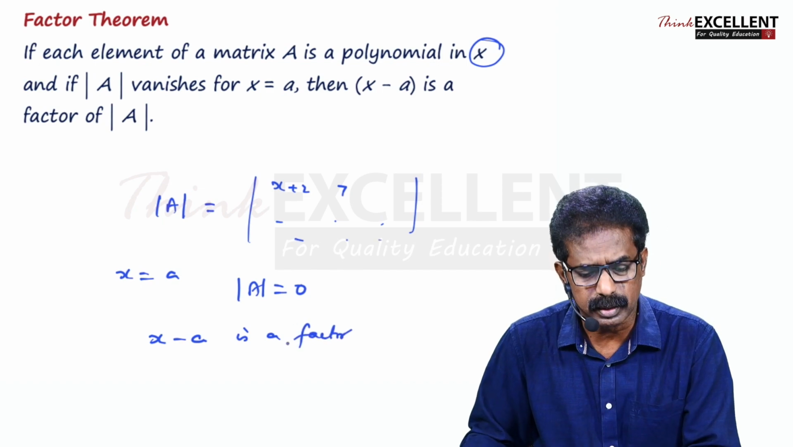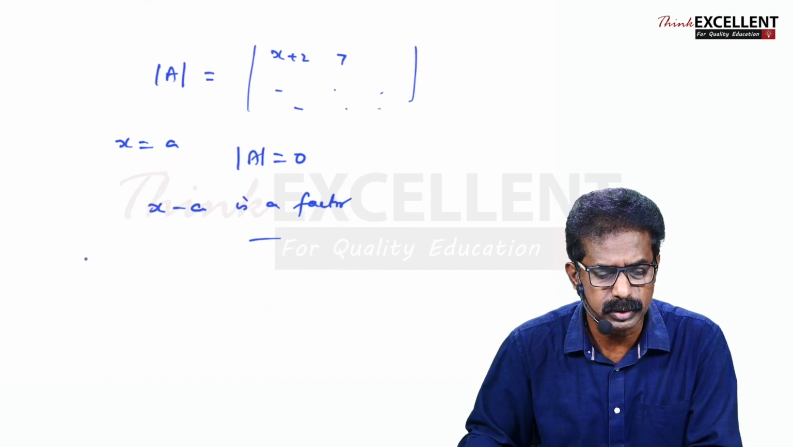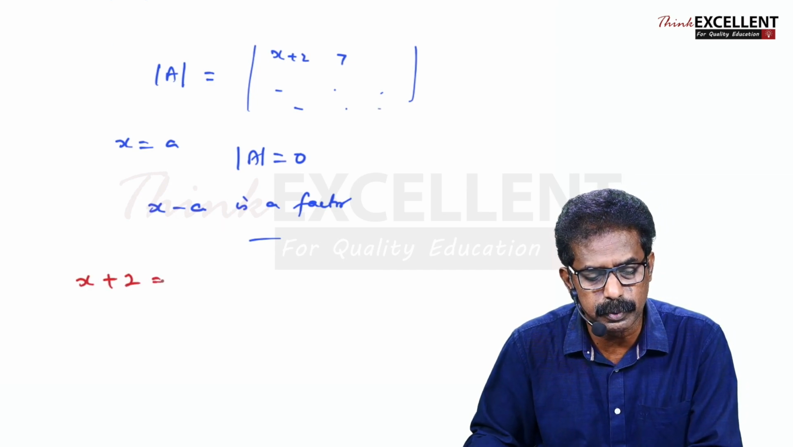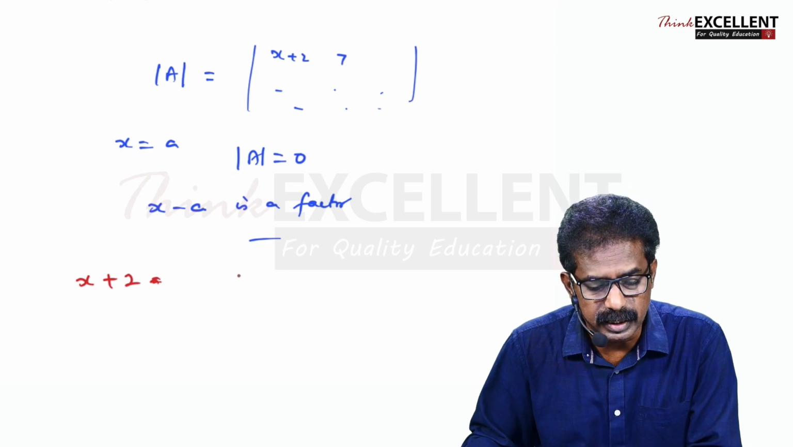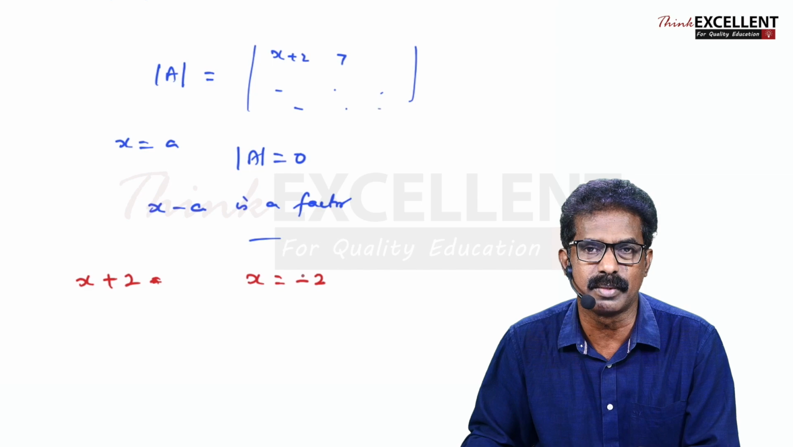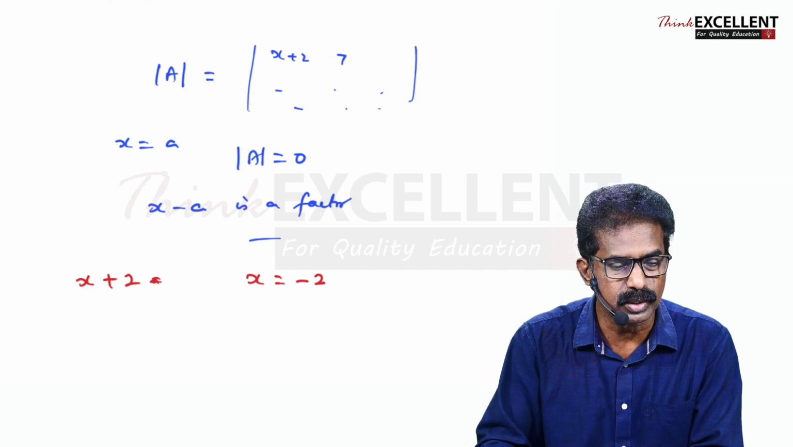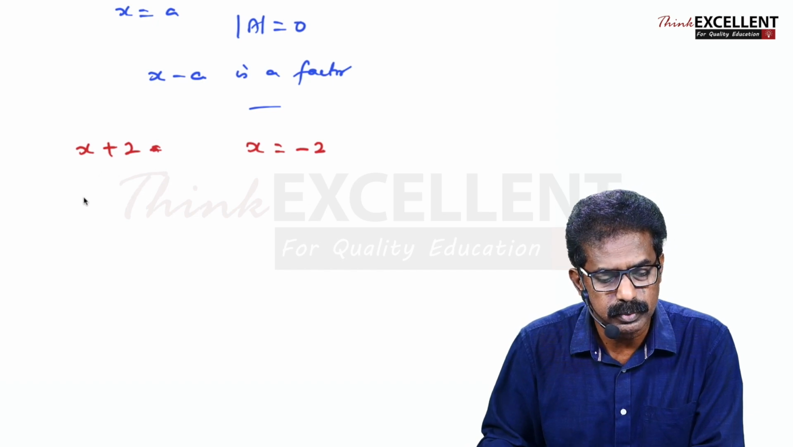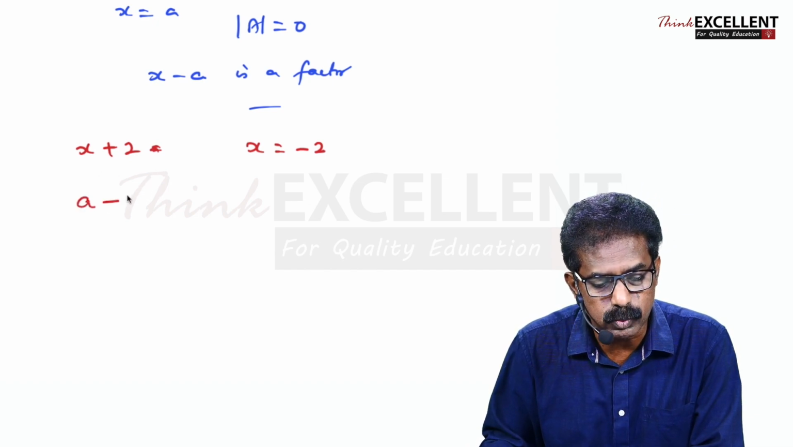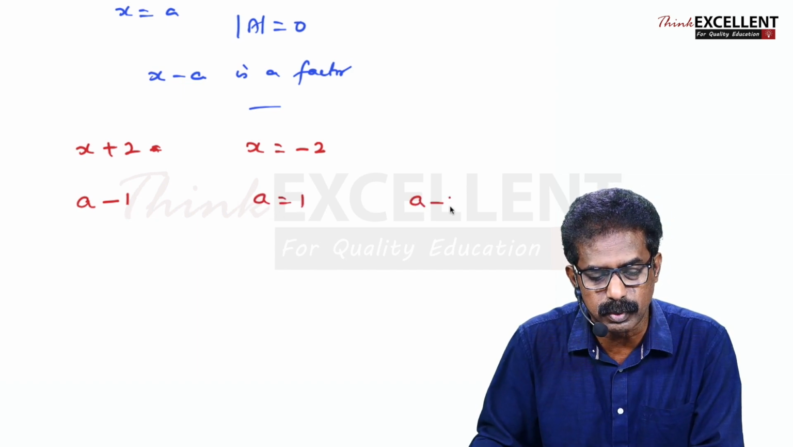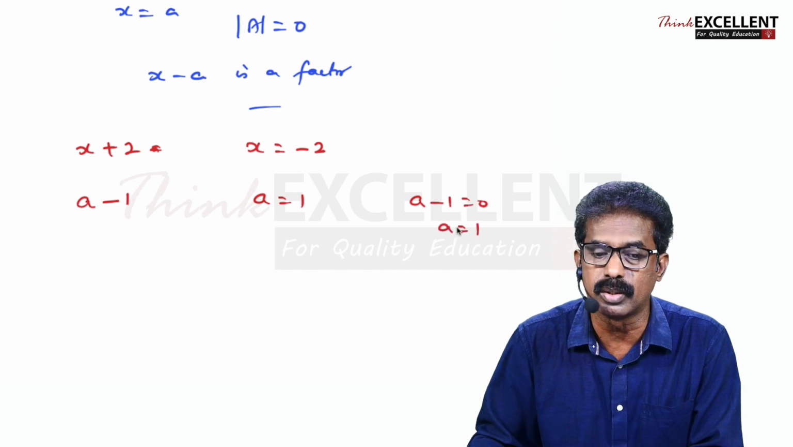Here is another very important thing you have to remember. Suppose you want to prove x plus 2 is a factor. How can you prove x plus 2 is a factor? In determinant A, you put x equal to minus 2 and check. Wherever x comes, you put minus 2. If your answer is 0, you can say x plus 2 is a factor. If you want to prove a minus 1 is a factor, you put a equal to 1, right? a minus 1 equal to 0, when you solve, you get a is equal to 1.